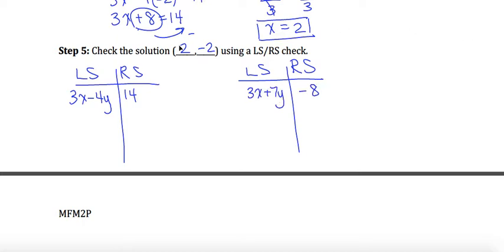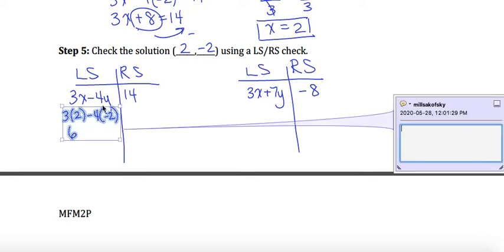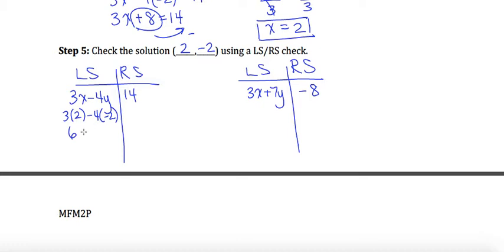So I'm going to substitute the values in for my x and my y. So 3 times 2, take away 4 times negative 2. 3 times 2 is 6. Negative 4 times negative 2 is positive 8. And 6 plus 8 is 14. So that works for the first equation. Let's see if it works for the second equation.